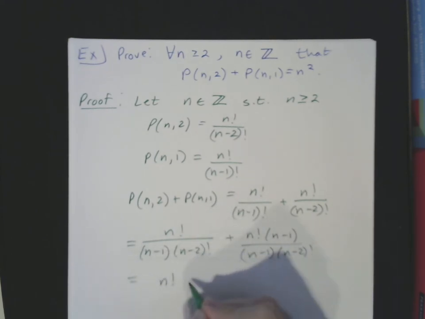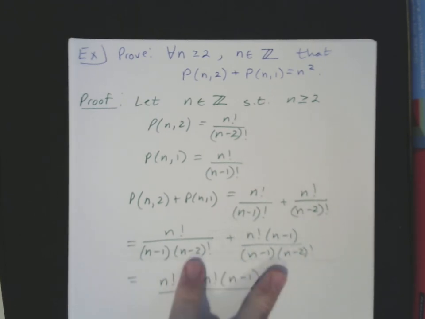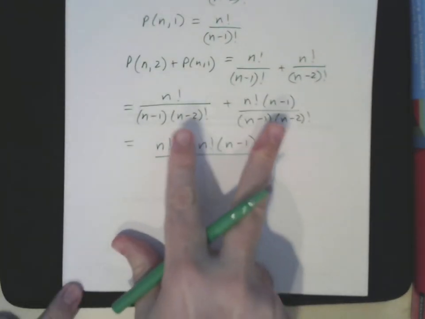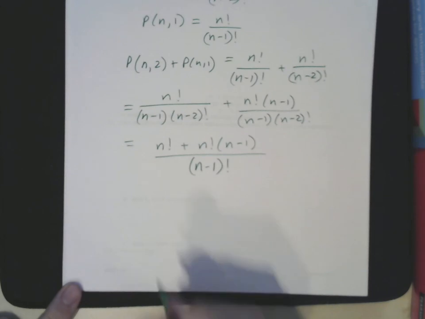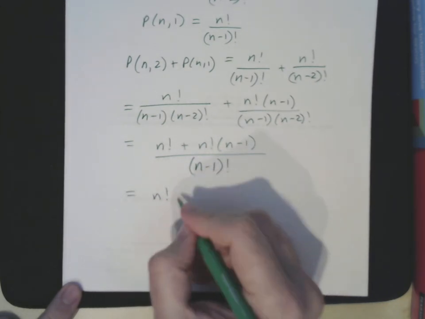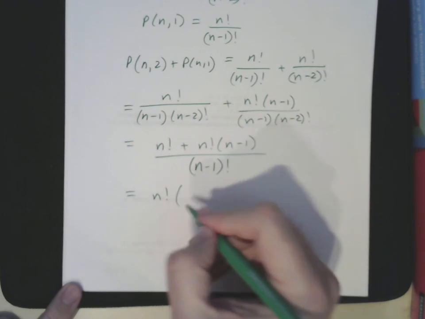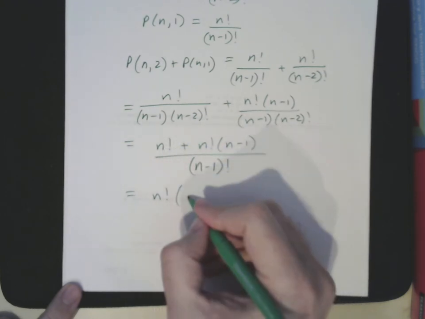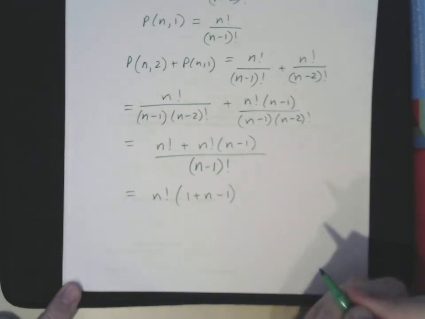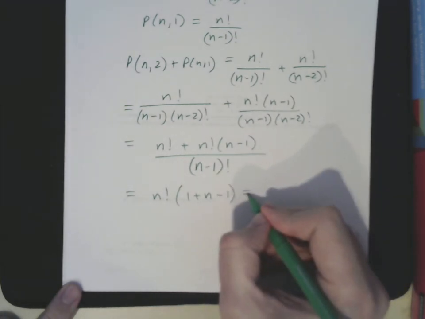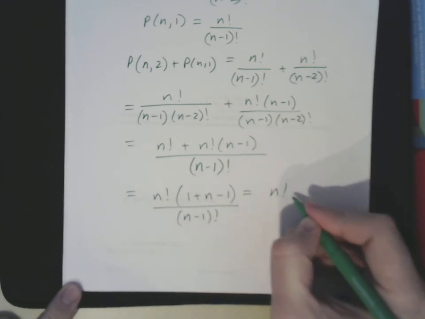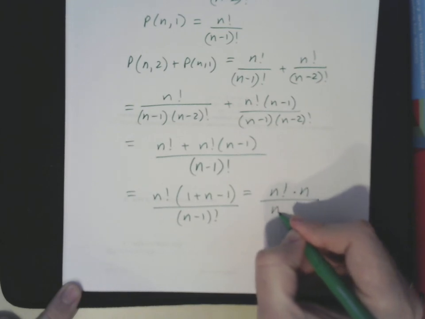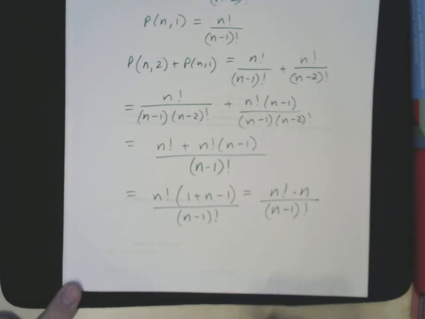And so this gives us n factorial plus n factorial times n minus 1. Both of these two things collapse back to n minus 1 factorial. And then we have n factorial times 1 plus n minus 1, which is just n. So this equals over n minus 1 factorial, of course. So this is just n factorial times n over n minus 1 factorial.